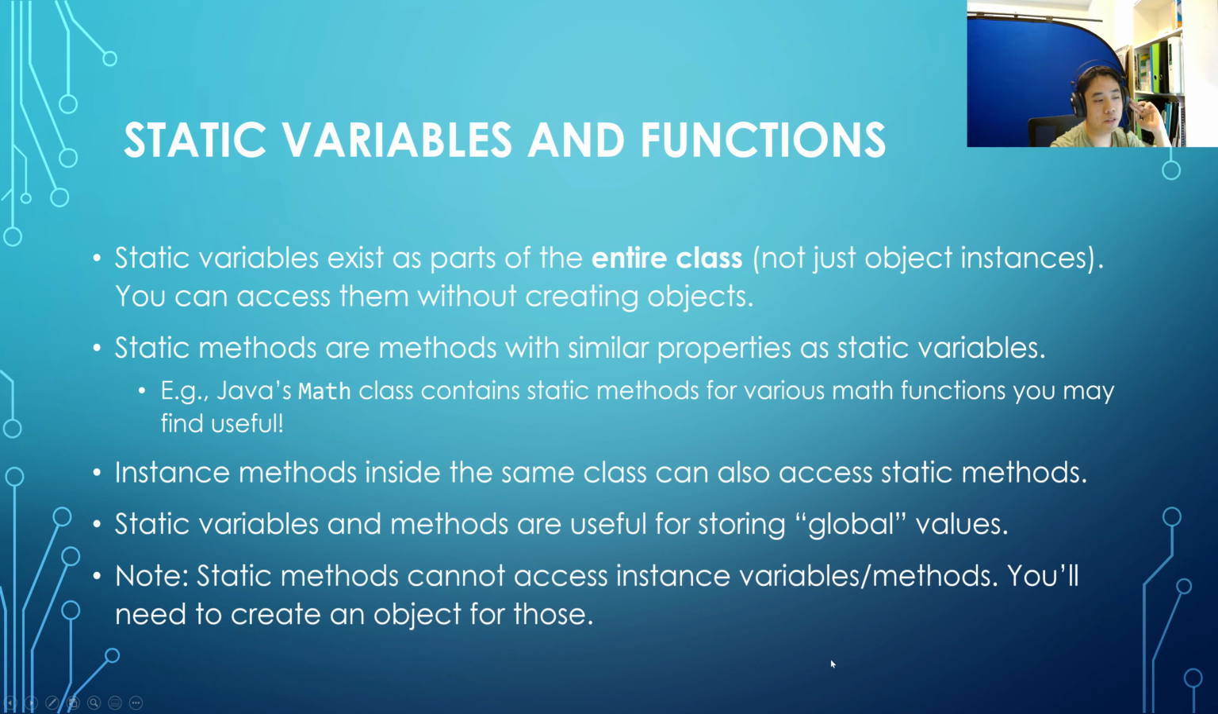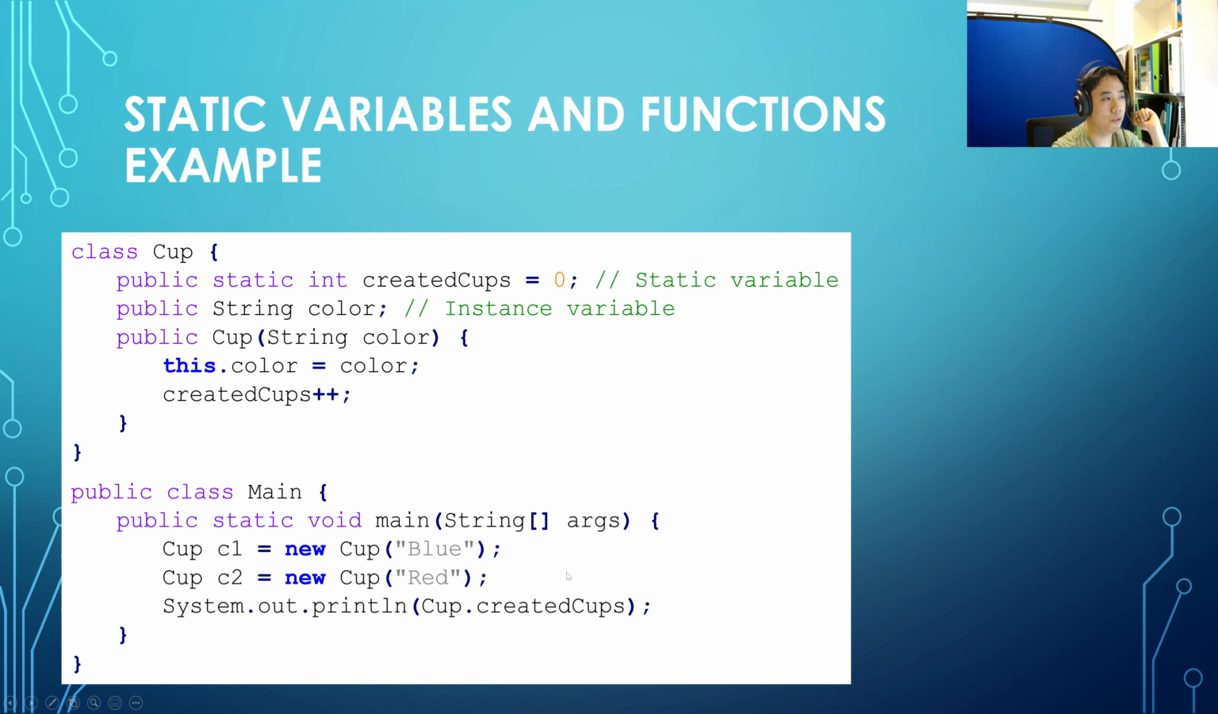So one thing you have to know about static variables and methods is that static methods cannot really access instance variables or methods. You'll need to create an object for those things. For example, in the main class, I'm not able to access my instance variables in the same class unless I create an object of that class. It's really hard to describe, and I didn't even create examples on this same slide, but I have an example here.